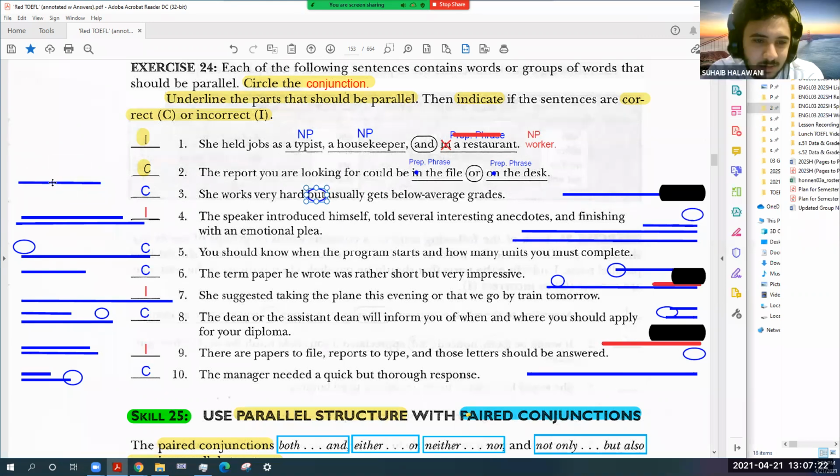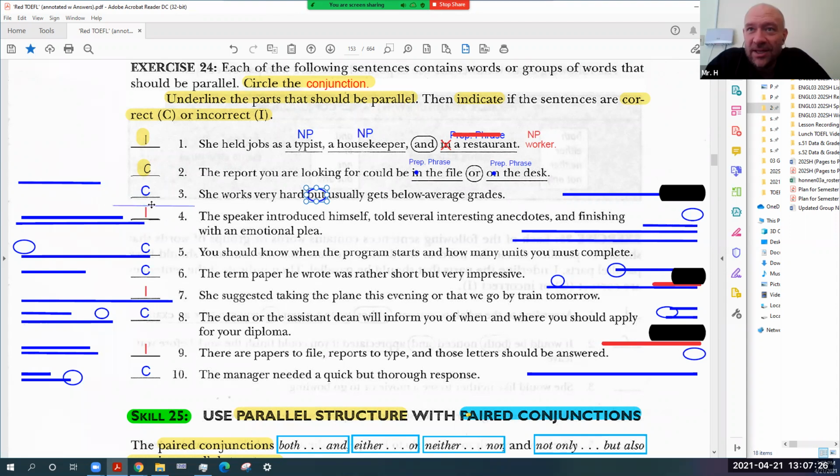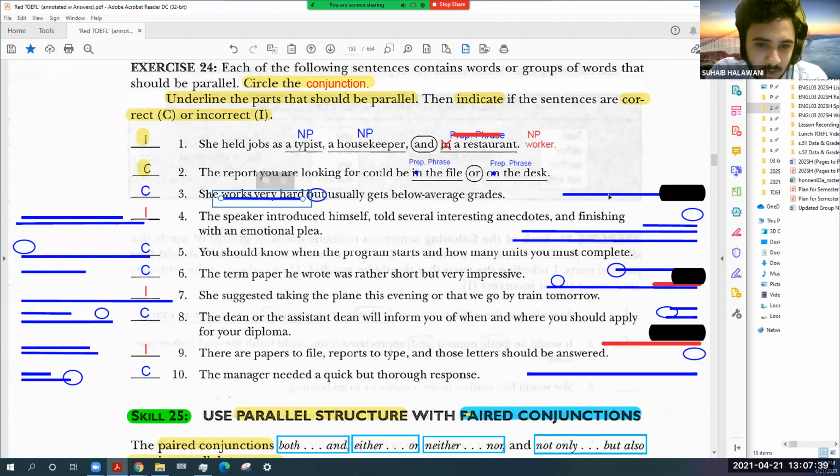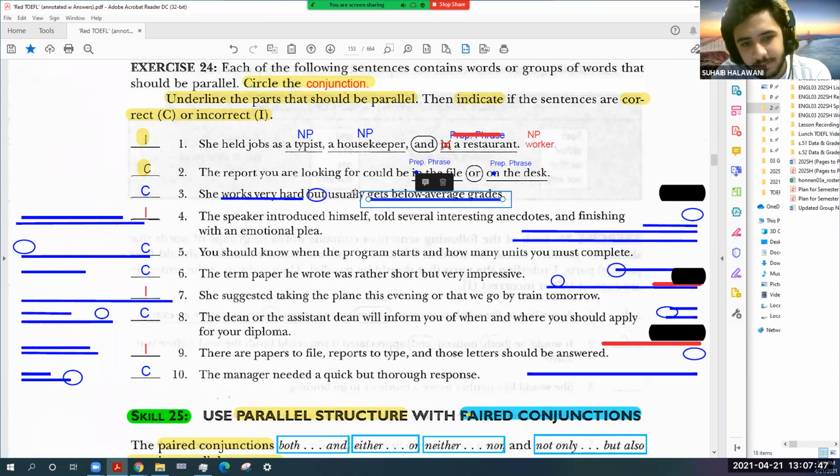Actually, I lost marks in TOEFL for this question. Oh no. Guys, you want to help? First structure? Works very. Yes, works very. And the second one? Usually gets below average. What do we have? 2 verbs, right?